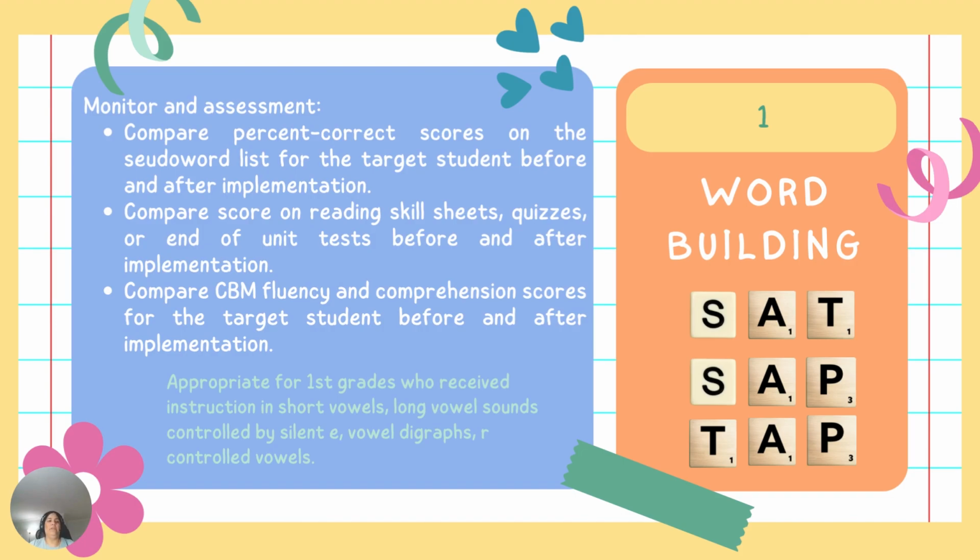Another part of our reading response is to write how the teacher should monitor for these specific interventions. In this case, we can recommend compare percent correct scores on the pseudo word list for the target student before and after implementation. Compare scores on reading skill sheets, quizzes, or end of unit tests before and after implementation. And the last one will be compare CBM fluency and comprehension scores for the target student before and after implementation.